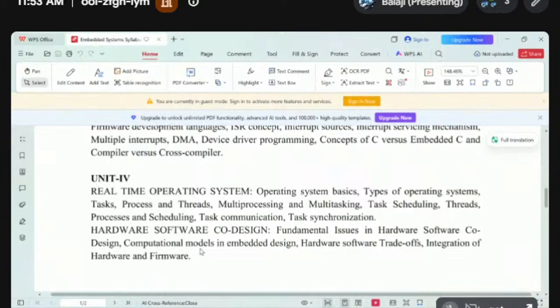Okay, and the software person should have at least some knowledge about the hardware, and the hardware person should also have some knowledge about the software. That's why co-design should be started. So: hardware and software co-design, fundamental issues in hardware and software co-design, computational models in the embedded system, embedded design, hardware software design, and the integration of both hardware and software, which is nothing but firmware. All those things will be covered in the fourth unit, right?